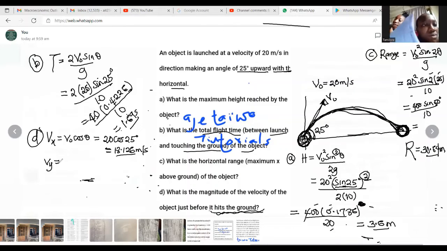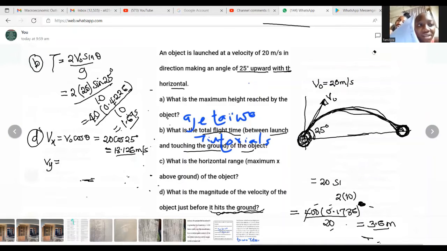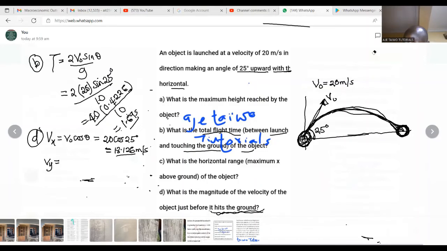V naught sine theta. No, that's not Vy, that's initial Vy. What is Vy finally? Final velocity. Oh, okay. V naught sine theta minus gt. Thank you. So your Vy is V naught sine theta minus gt. And what's your t?